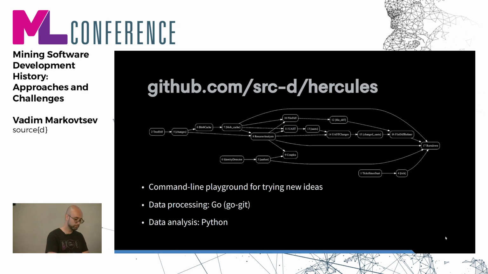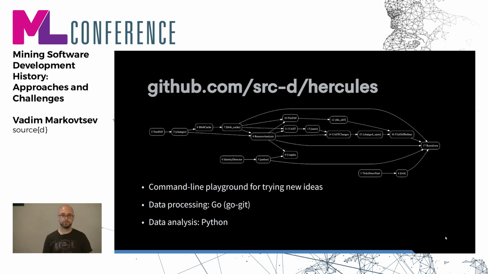The second tool is called Hercules. It always works for a single Git repository, so you cannot apply it to large scale easily. However, it's much more hackable because it contains a directed acyclic graph of atomic analysis inside, which you can hack arbitrarily as you want and experiment with any development mining.